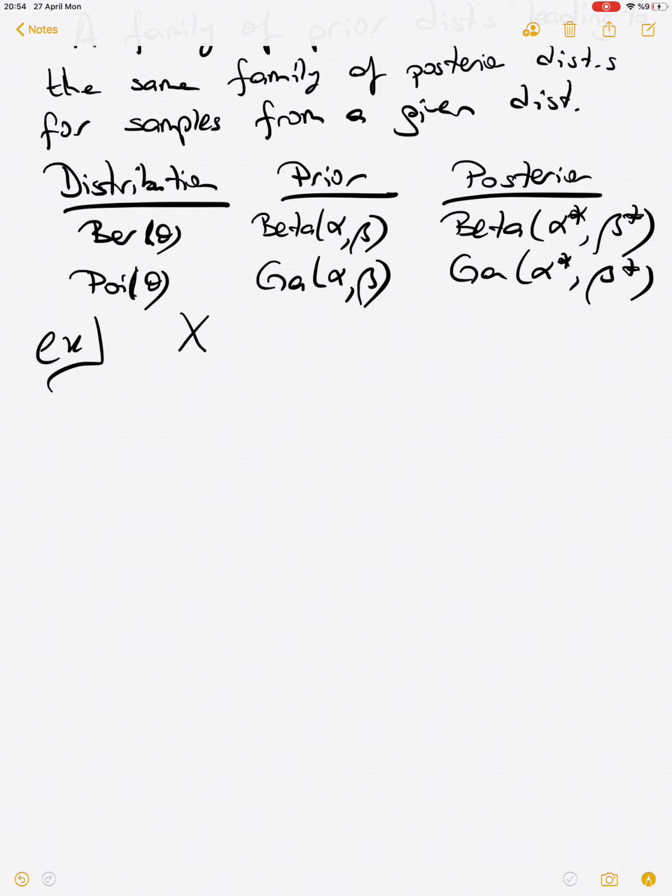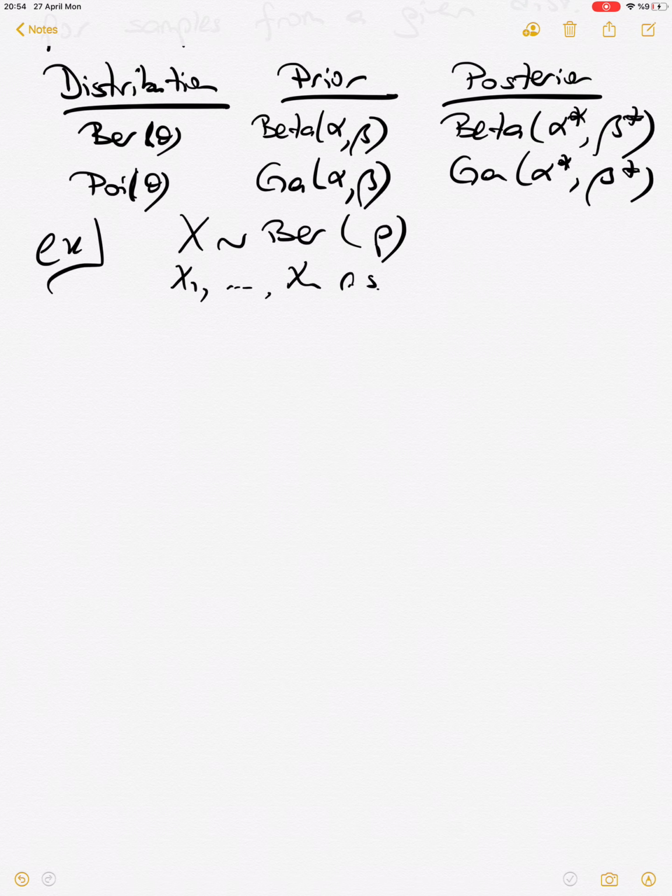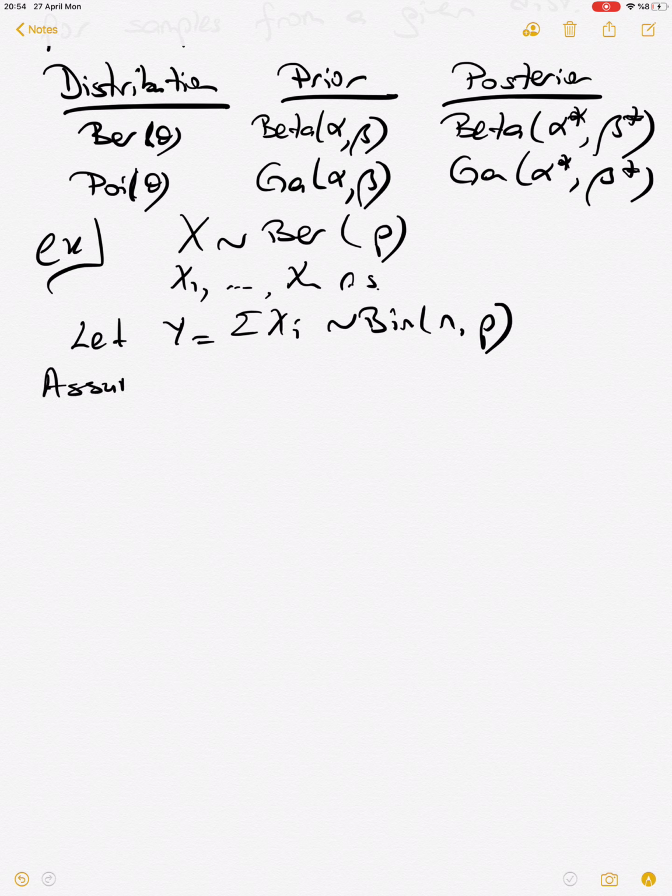Let's say we have a sample from the Bernoulli with parameter p, and we have a random sample, and we want to estimate the parameter p here, but we want to use the Bayesian approach, not the classical approach. Okay, so we know that Y, the summation of Xi, is binomial distributed for a random sample, and here assume p is unknown and must be estimated.